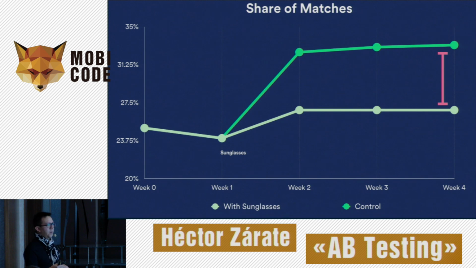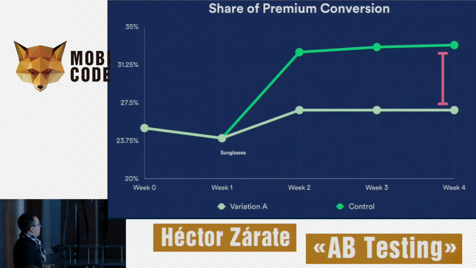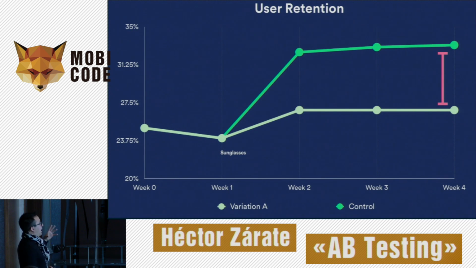And now imagine this is not your share of matches, but something more important, like, I don't know, let's see, the share of premium conversion, like revenue that you're losing, or user retention, or whatever metric is the most scary for your product. And that's one of the reasons why we're using A/B testing.